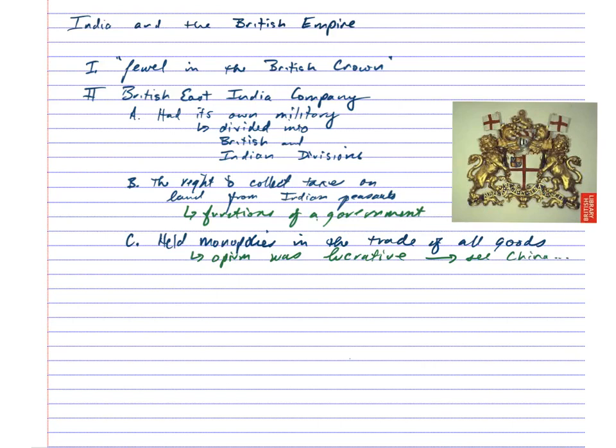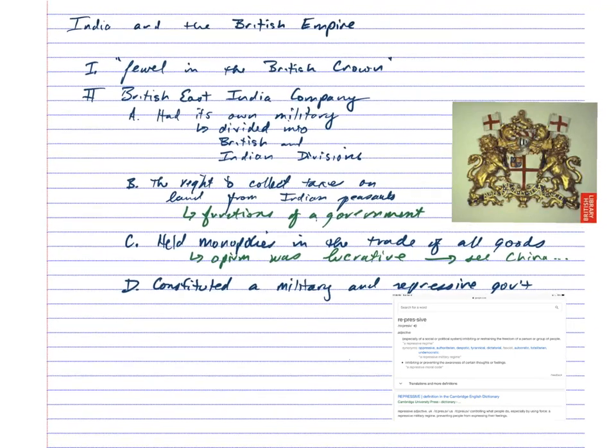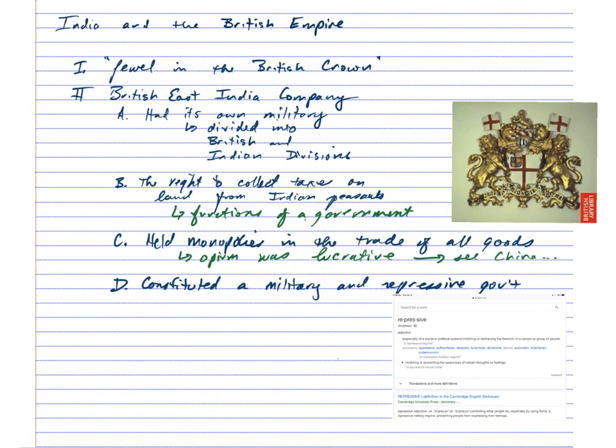So Part D summarizes kind of what we talked about in B there. But D states it constituted a military and repressive government. And knowing that many of my sophomores needed help with some of the vocab on a test using the word oppressive, I added here at the bottom a definition from the Google search of repressive.